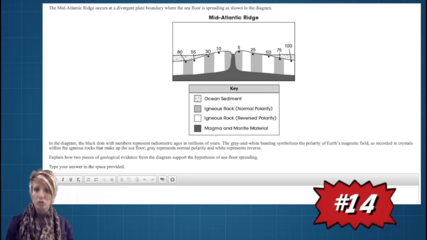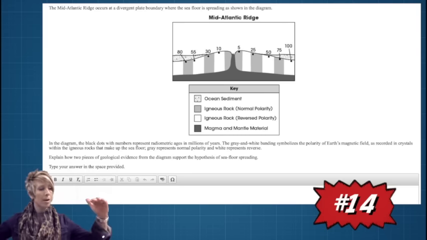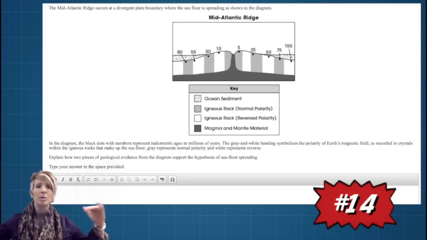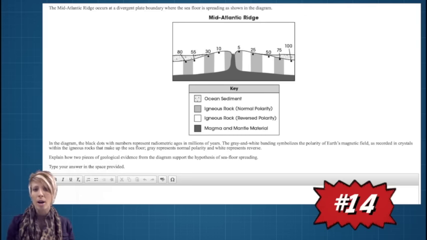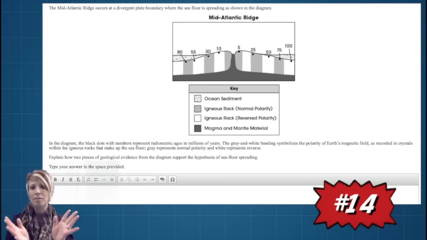rocks. You've got ocean sediment, which is on top of the outer rocks over here, which would be the older. You've got igneous rock, which is normal polarity. Now that's talking about the magnetic field. You've got in the igneous rock, which is a reversed polarity. That's when that magnetic field reverses. And then you have the magma and the mantle material, and that's what's starting out underneath the plates and is eventually coming up in seafloor spreading.